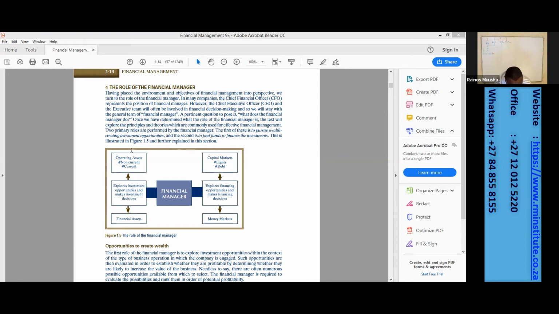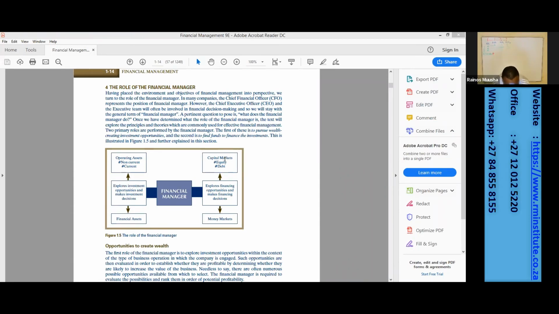So which means that when they're making investment decisions, they're going to be choosing how much we are going to invest in operating assets or financial assets. And if operating assets, how do we structure the non-current assets and the current assets as well? Then when they make financing decisions, this is where they are looking to see exactly how we are going to be financing the assets that we want to invest in.